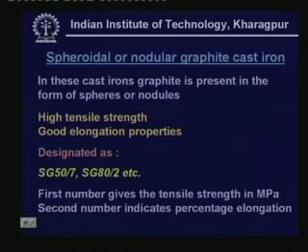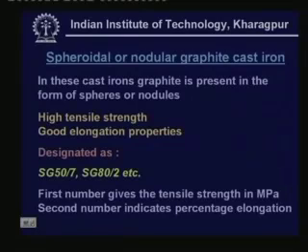In the same way, see here the designation is SG50/7. You understand SG is spheroidal graphite cast iron, and 50 gives what? As usual, it is the tensile strength in megapascal, and the second value, 7, means it has a percentage elongation of 7.